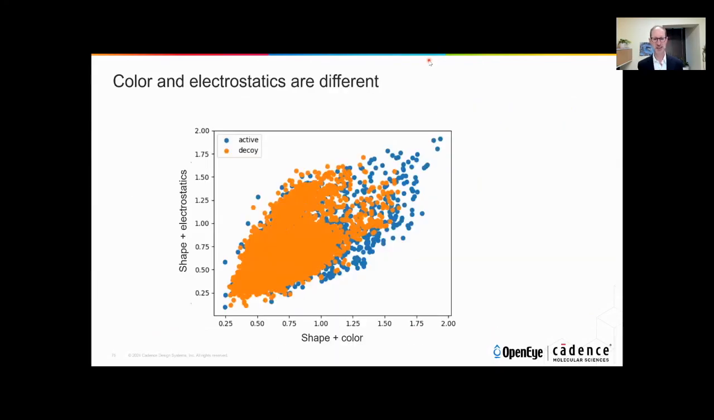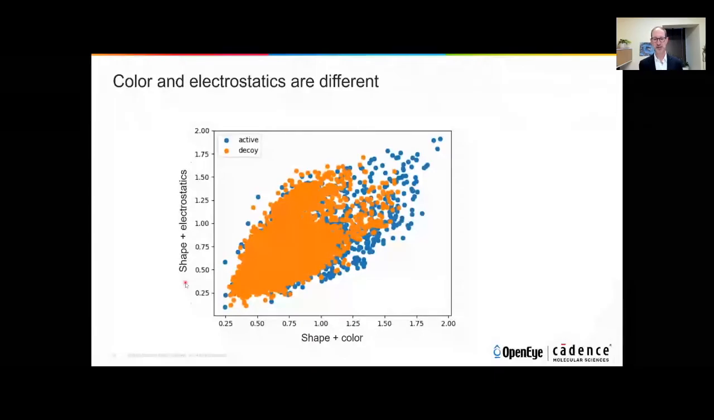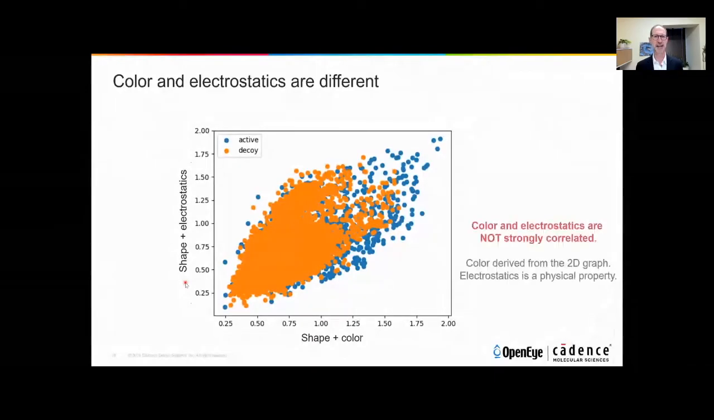So see here, I'm plotting similarities in the pharmacophore shape and color world on X versus shape and electrostatics on Y. Pleasingly, they're not uncorrelated, but they're not strongly correlated either. So again, electrostatics and pharmacophore or color features are looking at molecular similarity in different ways.